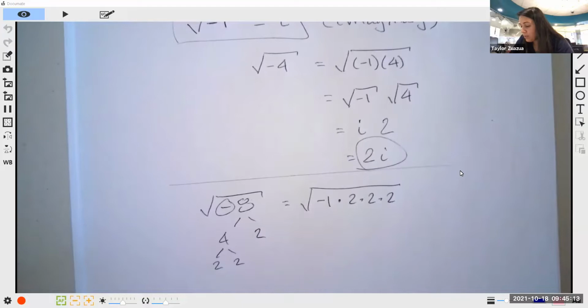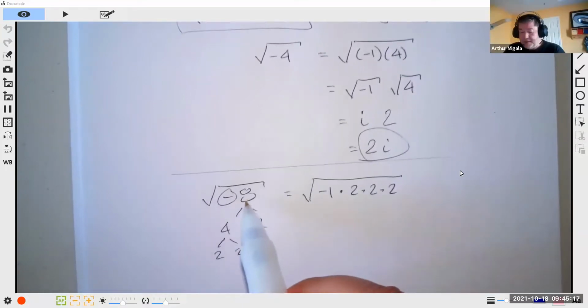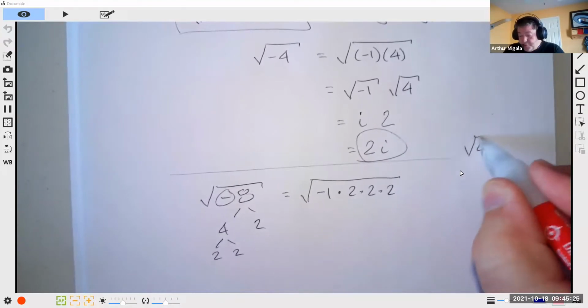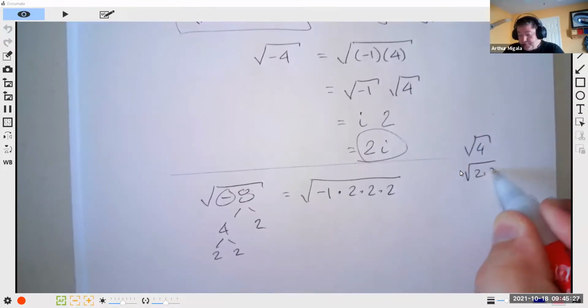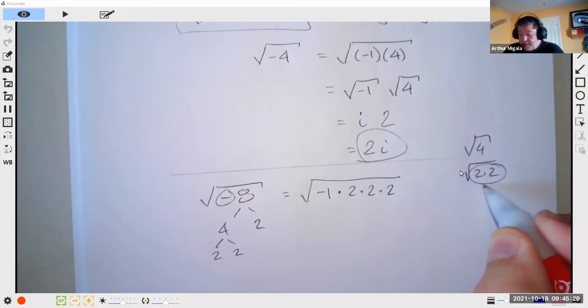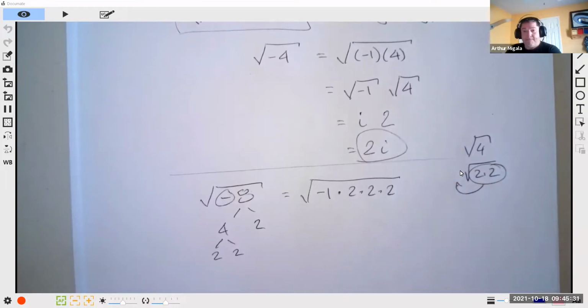Do you use the least number? Well, break it down to its smallest possible. Because it's a square root, I'm looking for a pair of numbers. For example, square root of 4 is made up of 2 times 2. Once I have a pair of numbers, it comes out as a 2.